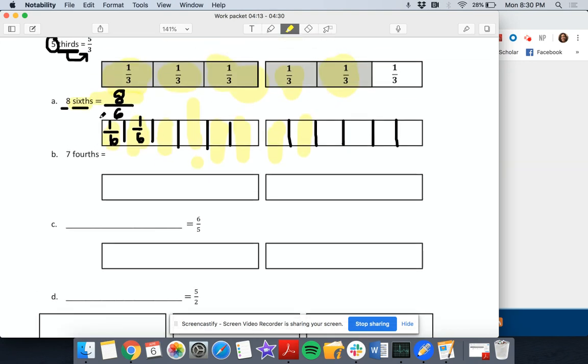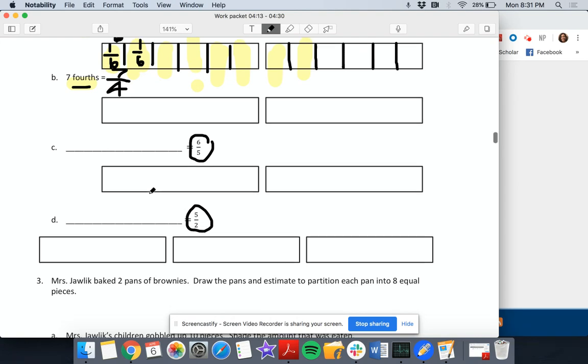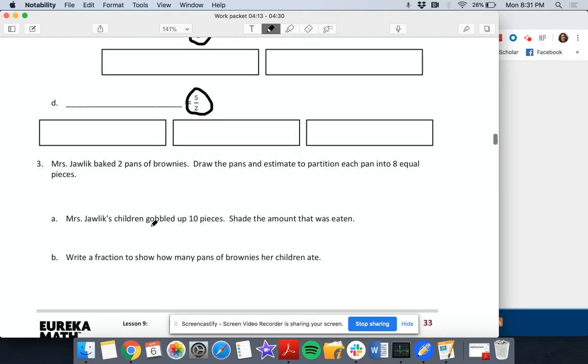Let's do 7/4. So what number is in here? Do we see? 4. Correct. So 4 is our denominator. It will be on the bottom. And 7 is our numerator. So you need to shade in 7 and divide these strips into 4 equal parts. Okay. Same thing down here. Same thing for D. Okay. You guys got this? Okay, let's read number 3, and I will set you up, and then you guys will be all good to go.